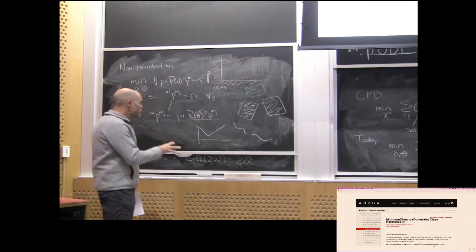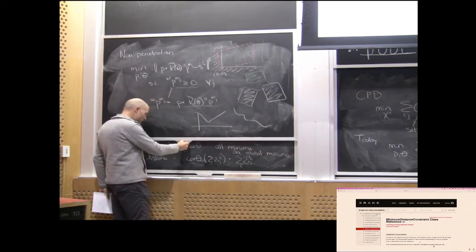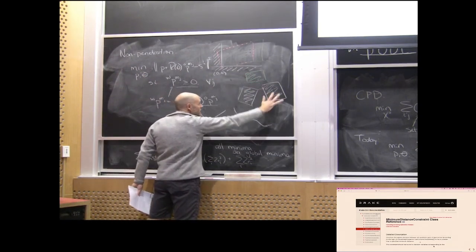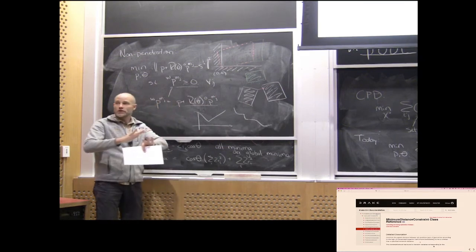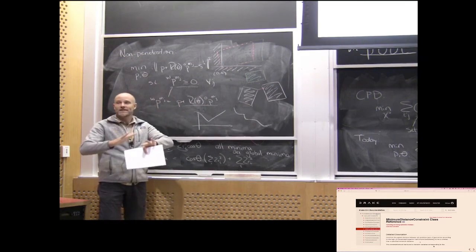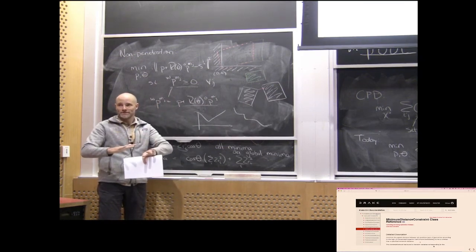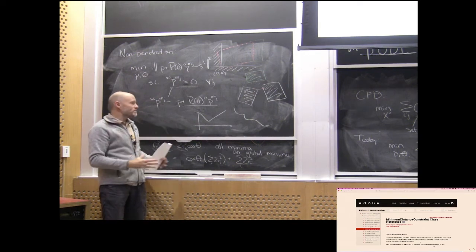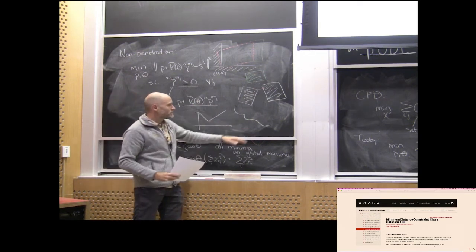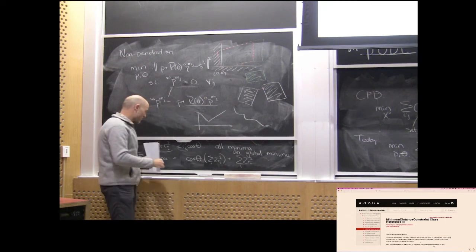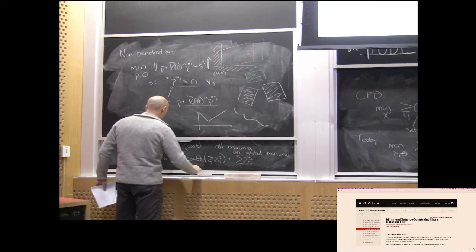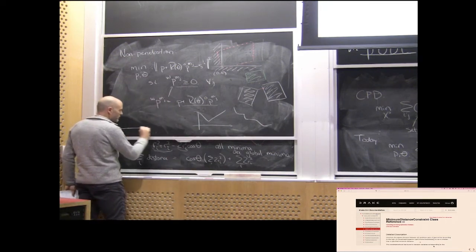Okay, non-penetration. This example of bodies moving around and not being allowed to penetrate is a classic example where you will have local minima. You sort of don't expect to have the nice picture of this. So let me try to make that point.